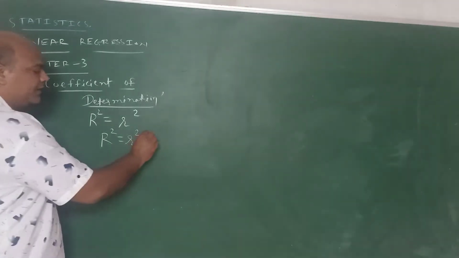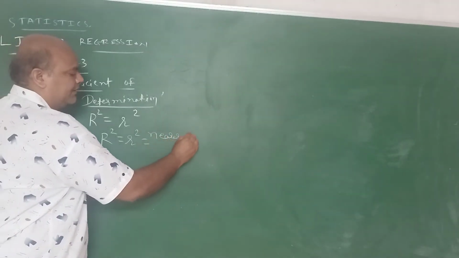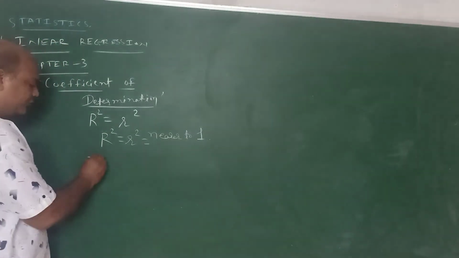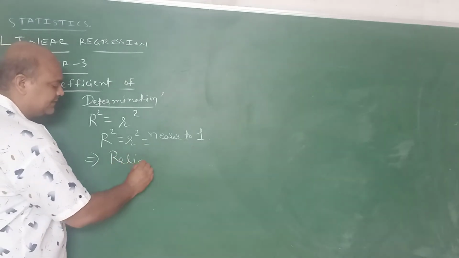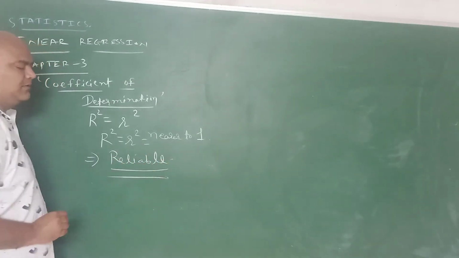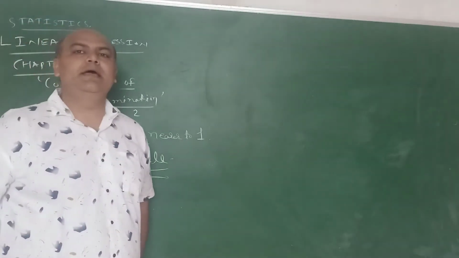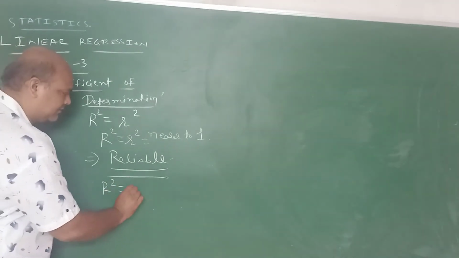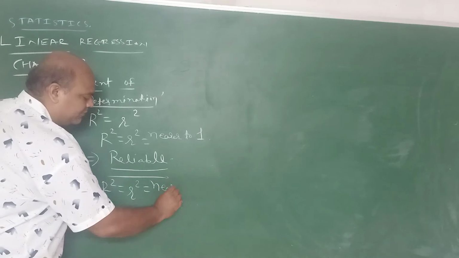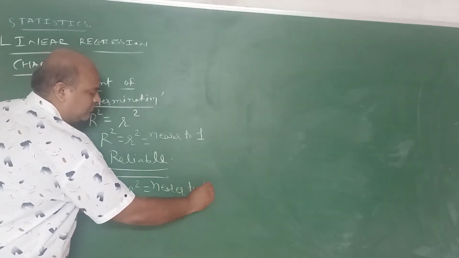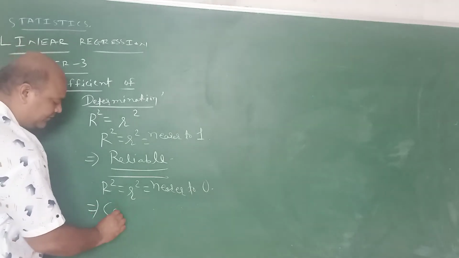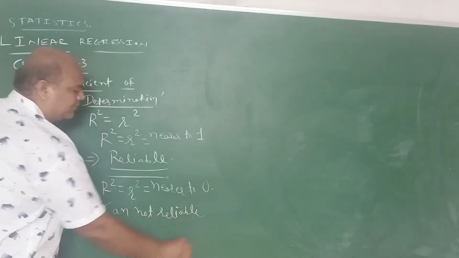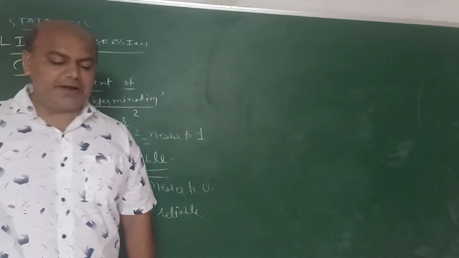If the answer of R square is nearer to 1, then we have to write the conclusion that it is a reliable estimation under regression analysis. And if suppose the answer of R square is nearer to 0, then the regression cannot be reliable.